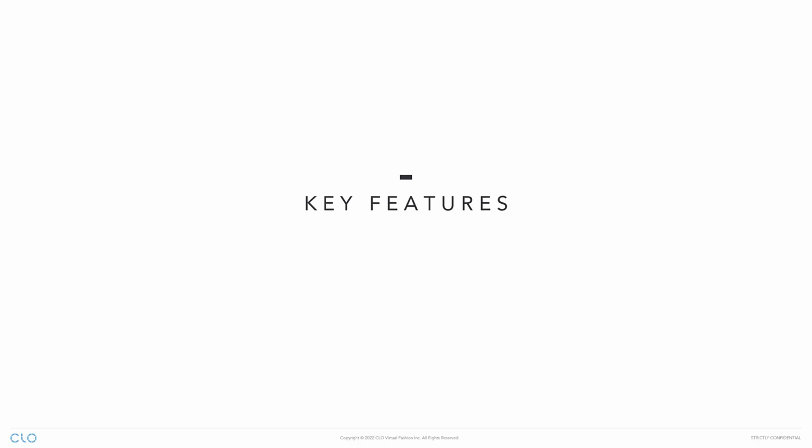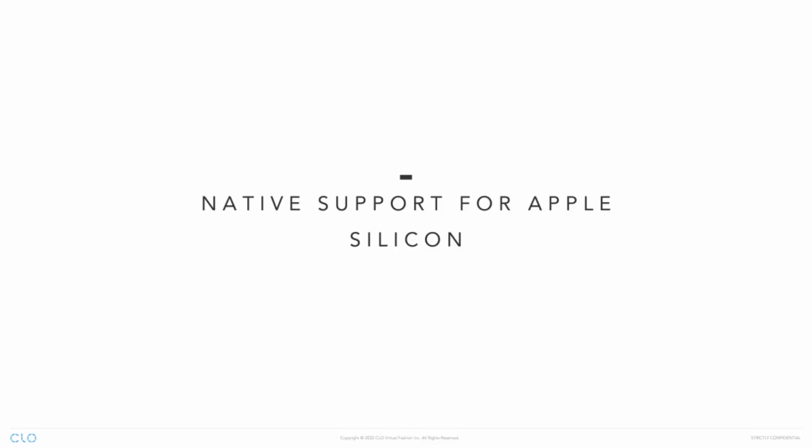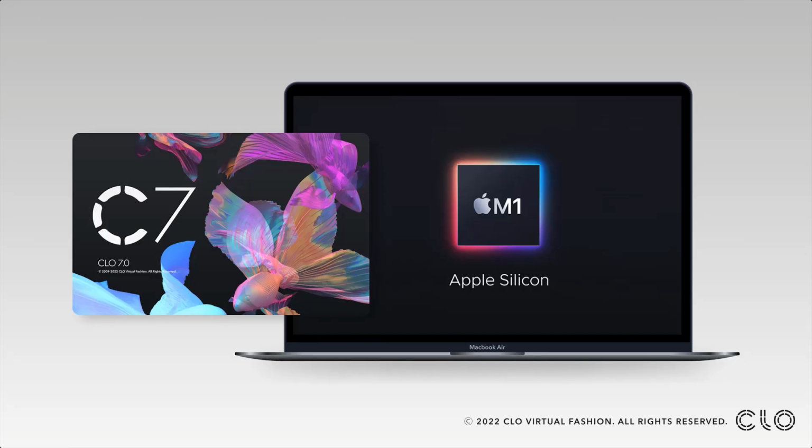The first new feature I'd like to introduce is good news for users who use a Mac equipped with Apple Silicon. Finally, starting with CLO 7.0, CLO runs natively on Apple Silicon as well. When using previous CLO versions on a Mac equipped with Apple Silicon, you must have noticed that the basic operation was a bit slow from the start of the program execution.